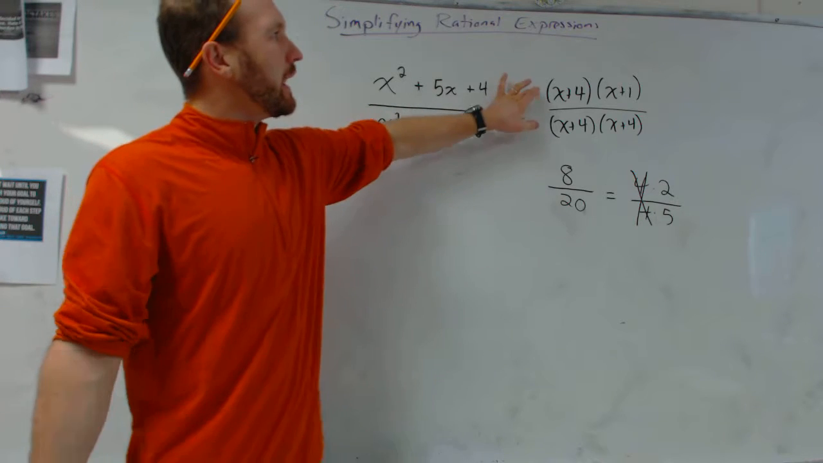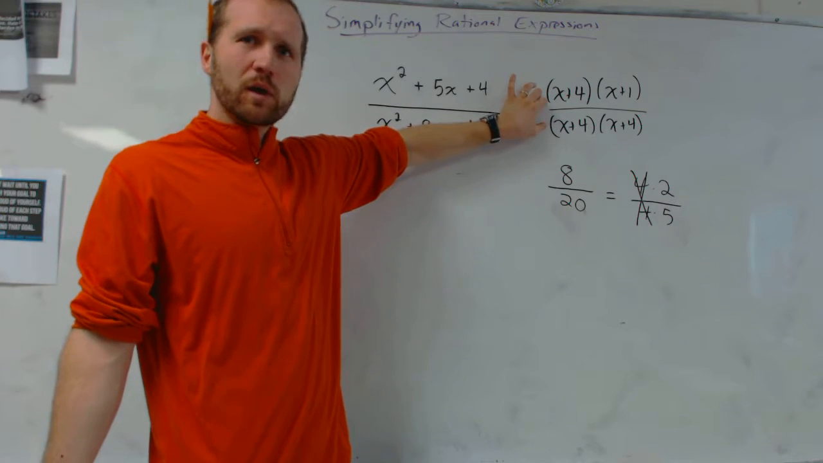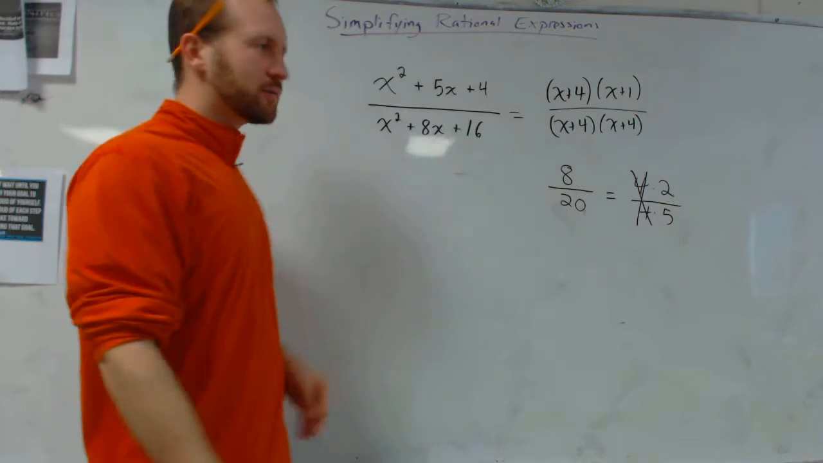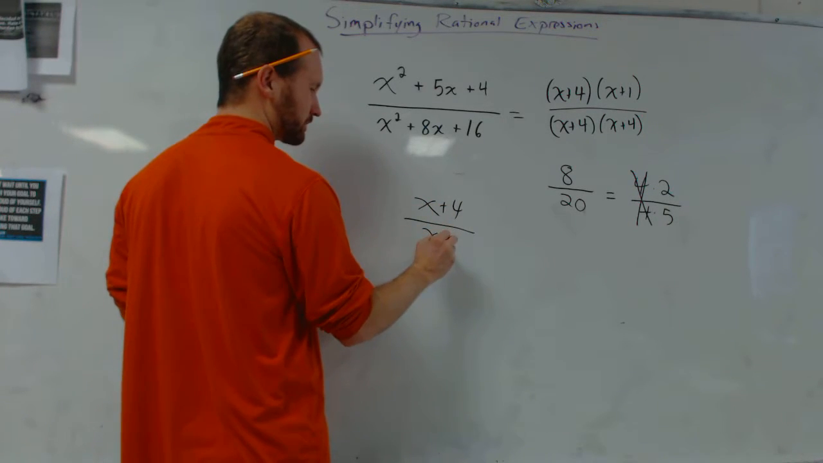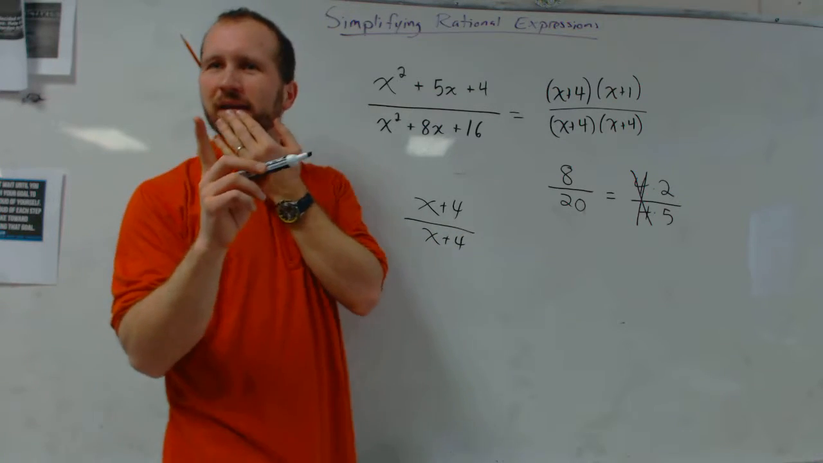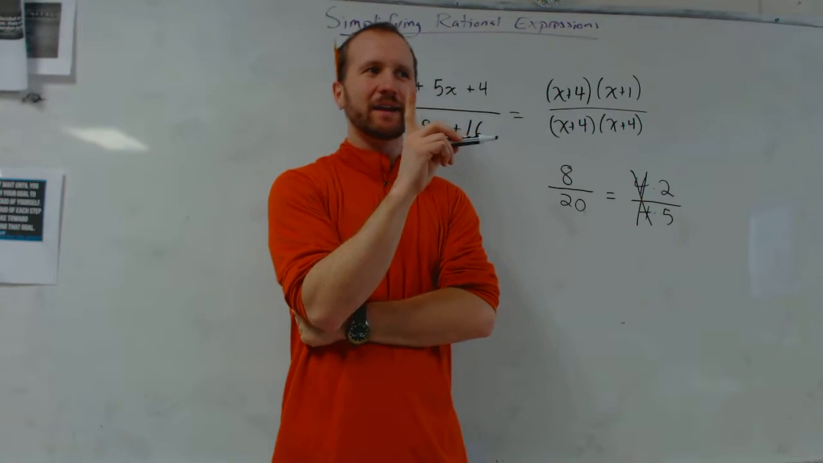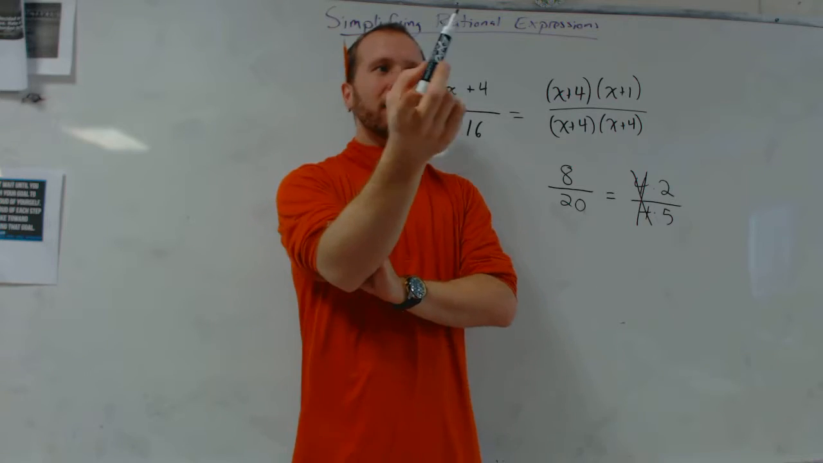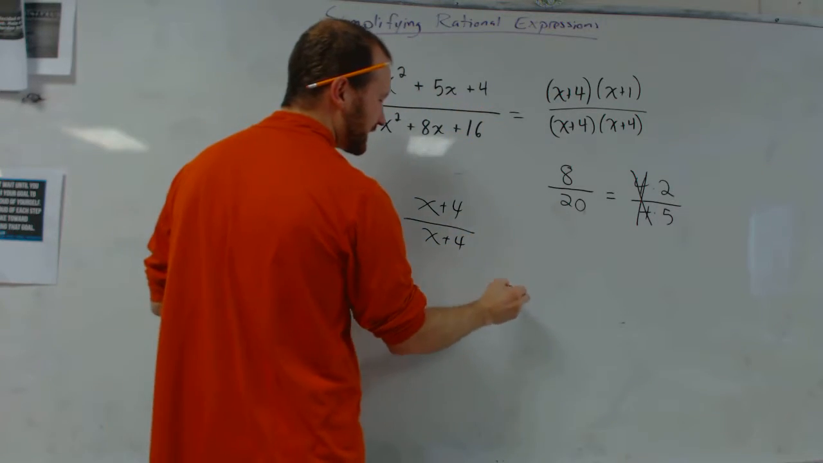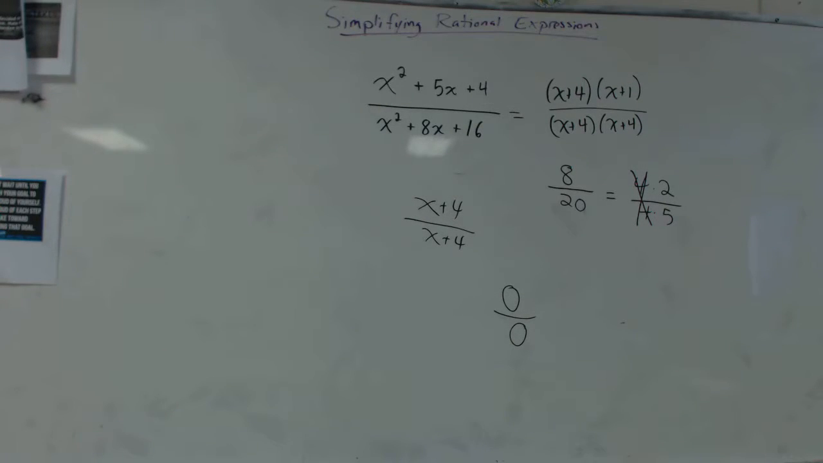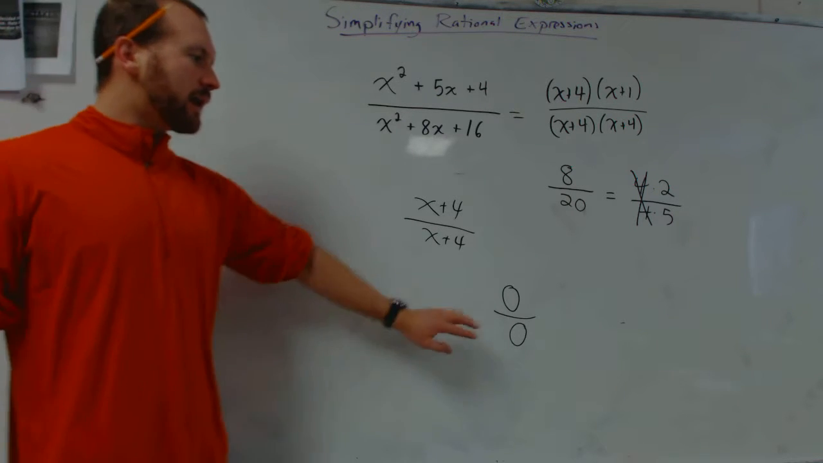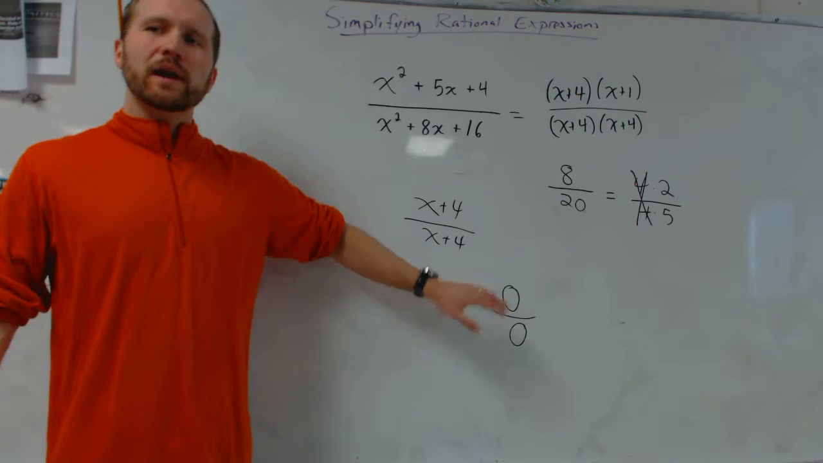But even still, why can I cancel 4 over 4? So are you telling me that x plus 4 over x plus 4 is 1? Anything over itself is 1. Is that actually true? There is one exception to that: 0. 0 over 0 can't be canceled. Technically it's a division problem, 0 divided by 0. Friends don't let friends divide by 0. I cannot cancel this.